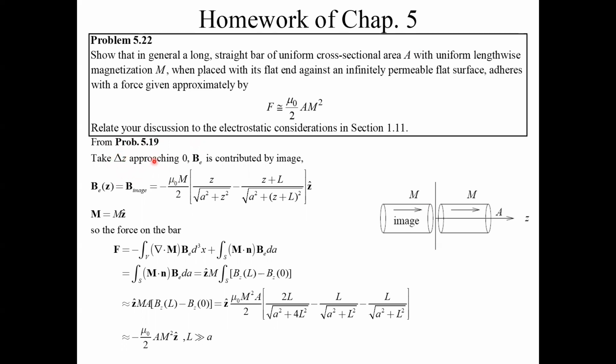we can take delta Z approaching 0, and our B field will get the form like this from problem 19. Okay, and our magnetization N has the direction in the Z direction, and the force will be like this. And again, we have a uniform magnetization inside here. So the first term will go to 0, and that's our surface integral.